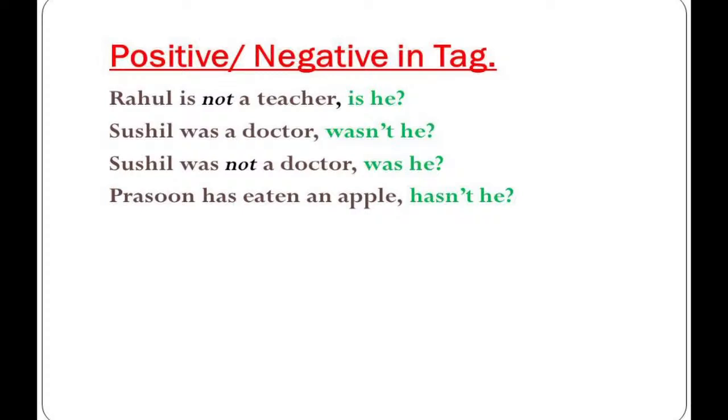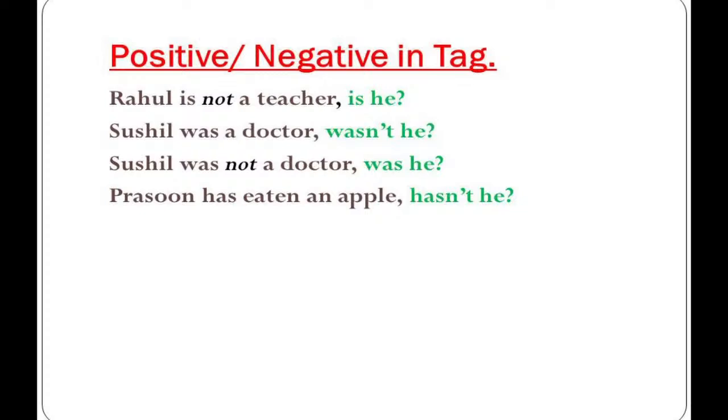Similarly, one more example: Prasun has eaten an apple. There are both kinds of verb: has is the auxiliary verb, eaten, eat, is the main verb. In such a case, we go after the auxiliary verb. That is why hasn't he, the statement is positive. If there is an auxiliary verb and a main verb in the same sentence, be careful, we always go after the auxiliary verb, as you can see in that example also.